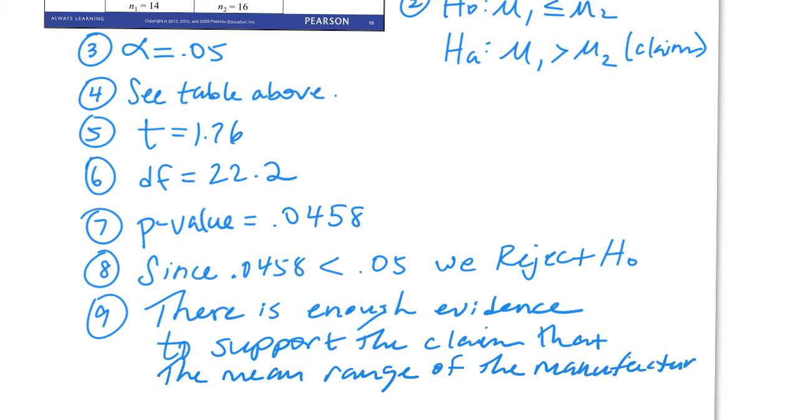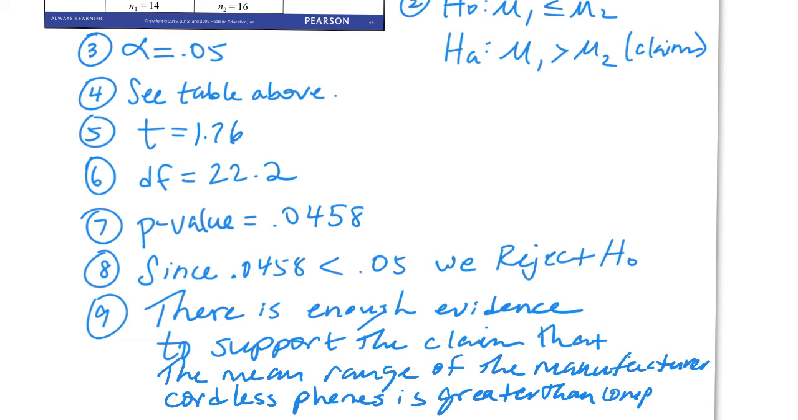So the mean range of the manufacturer's cordless phones is greater than the competitor. Running out of space, so there we go. All right, I have a second model problem on the next page, so let's go there.